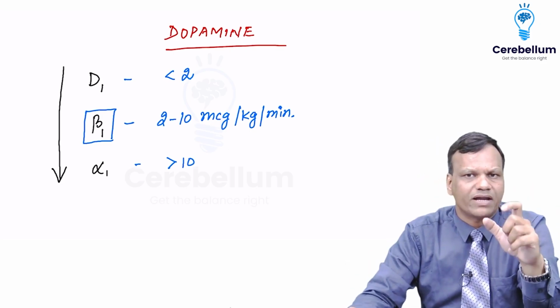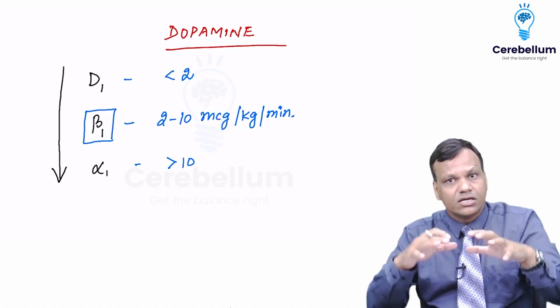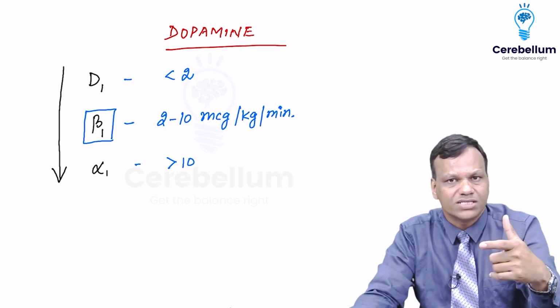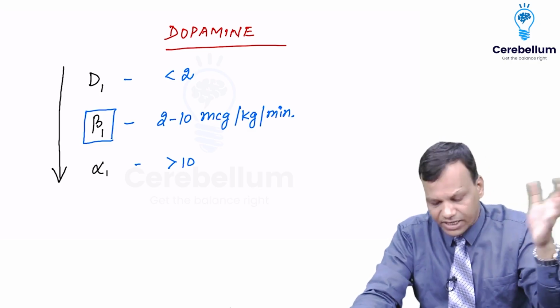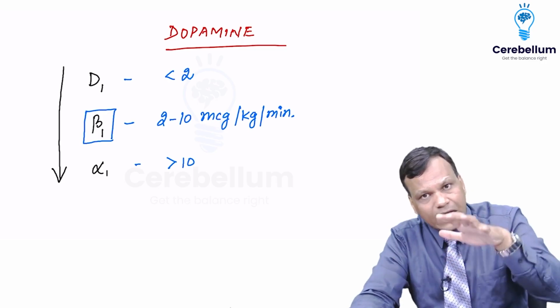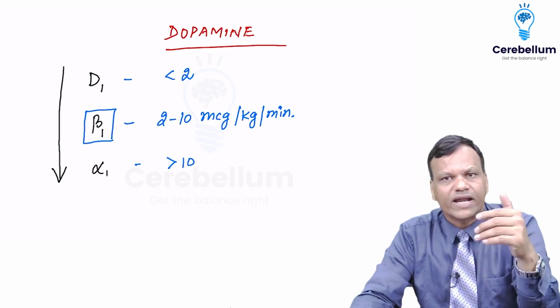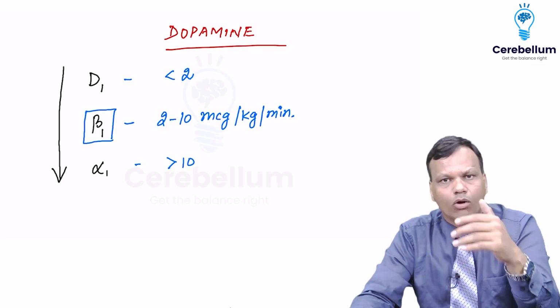So dose dependent effects of dopamine are there. You need to remember this. Remember, at other places when I am talking about doses, that was only an example. But here you need to remember the dose. This is the actual dose. So less than 2 only D1, 2 to 10 D1 and beta 1, and more than 10 all three.